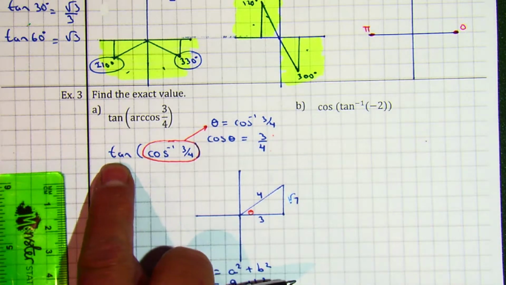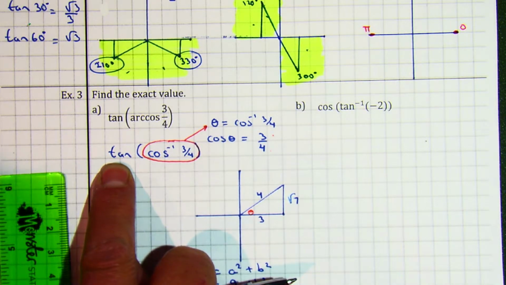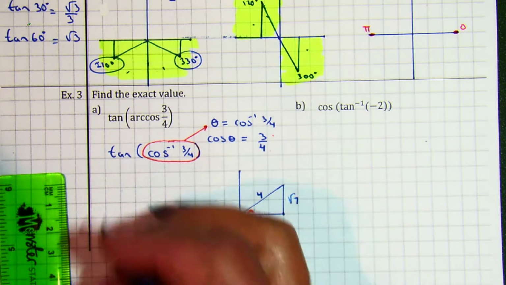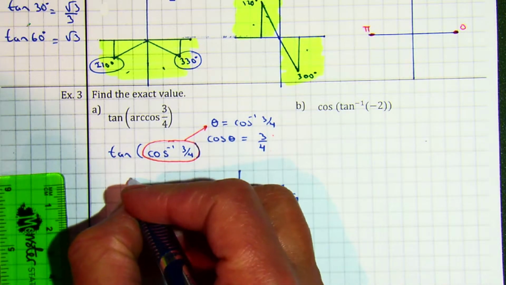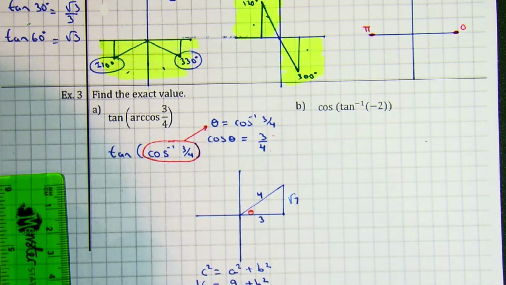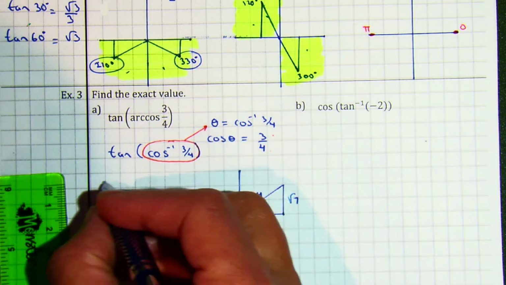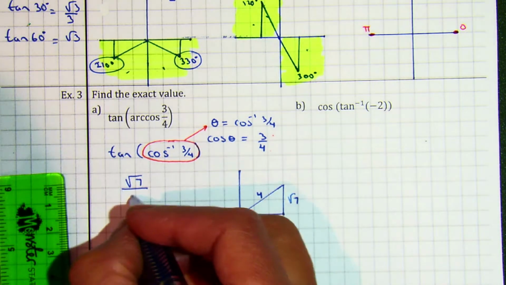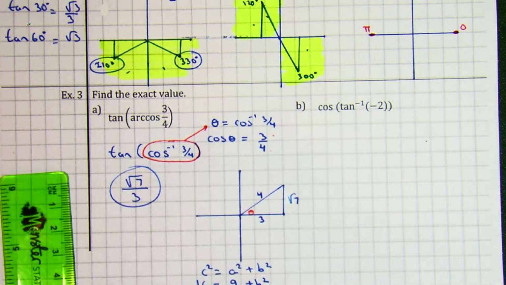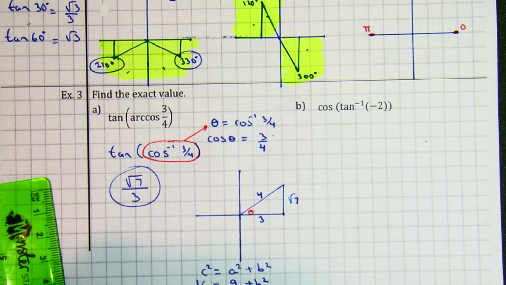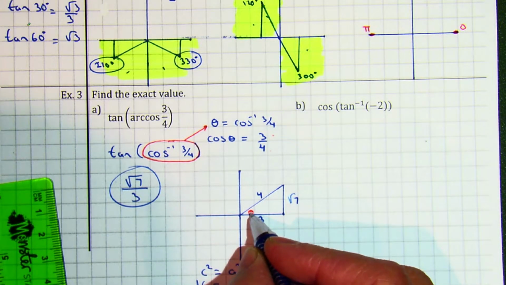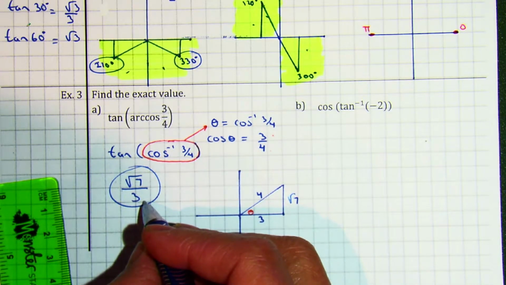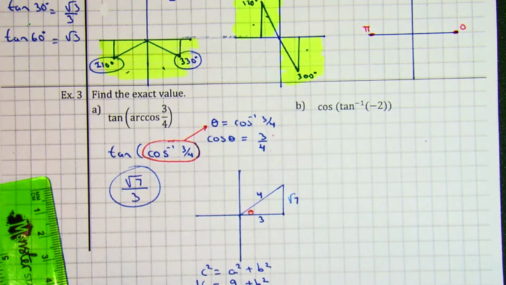So therefore, now we can find the tangent, which is the opposite over adjacent. So this is equal to square root of 7 over 3. So we know there's an angle, but we don't know what the angle is. But we were able to find the tangent of the same angle. So let's go to the next.